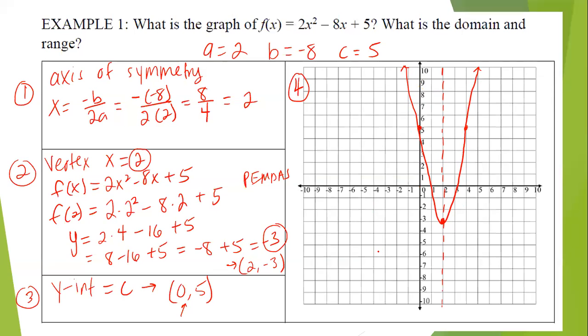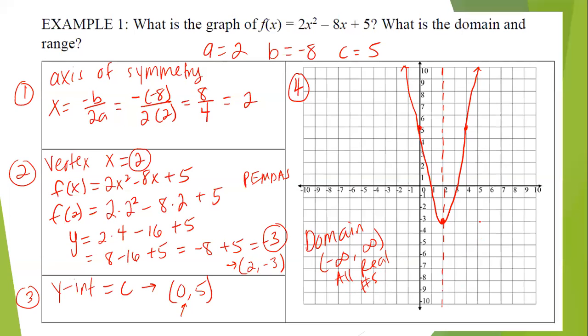Okay. Now I'm going to analyze it. What is the domain of all quadratics? -infinity to +infinity, because it goes forever to the left and forever to the right, right? It's all real numbers. Okay, all real numbers count.